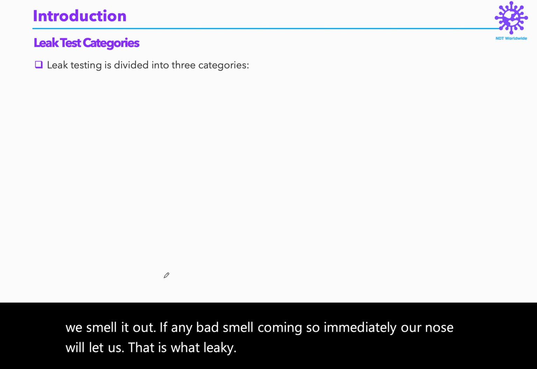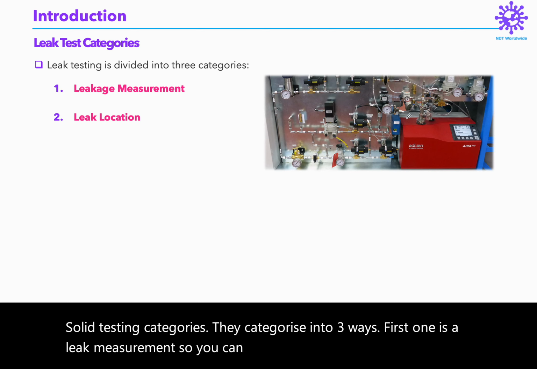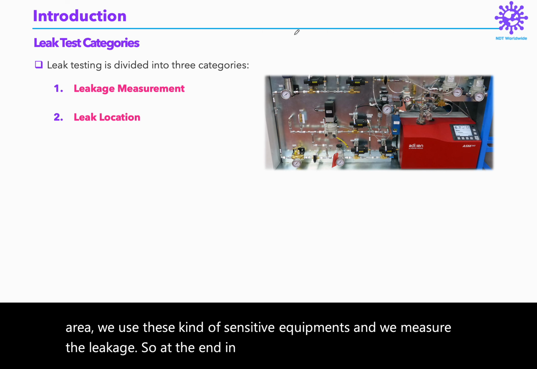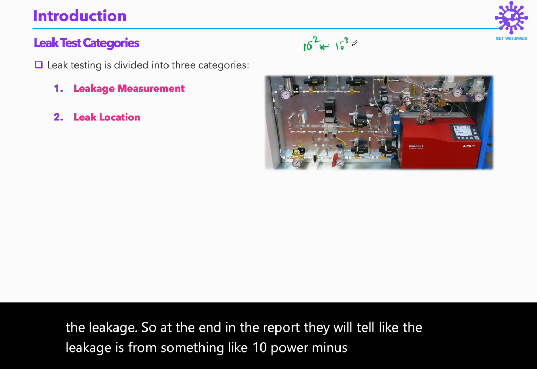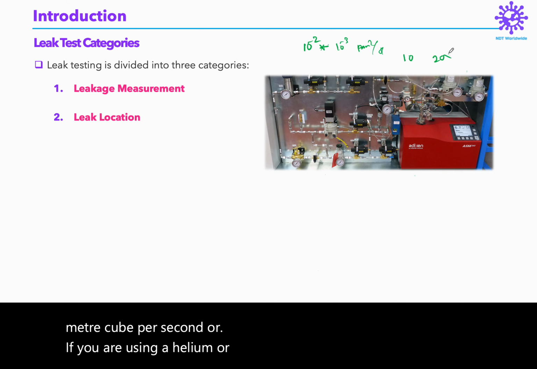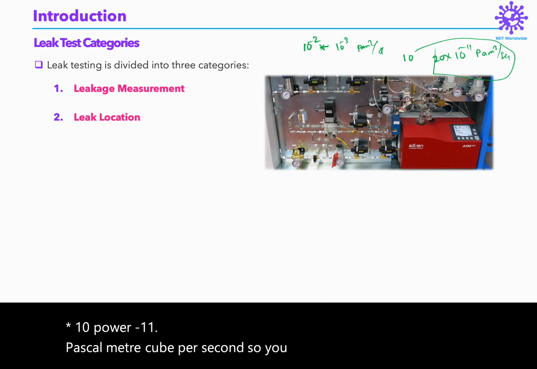Leak testing is categorized into three ways. First one is leak measurement. In the industrial area, we use sensitive equipment and we measure the leakage. At the end, in the report they will tell you the leakage is something like 10 power minus 2 to 10 power minus 3 Pascal meter cube per second. Or if you are using a helium spectrometer, they may put something like 20 into 10 power minus 11 Pascal meter cube per second. So you get the leakage.